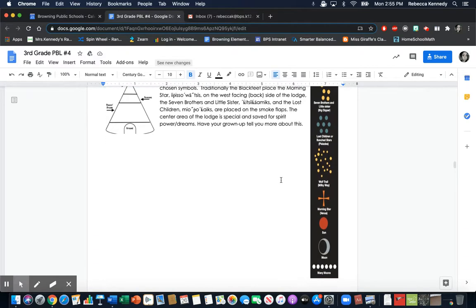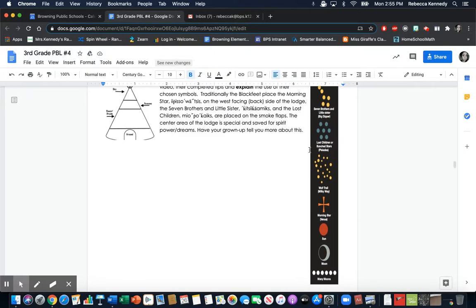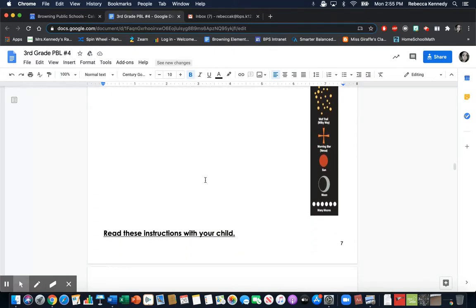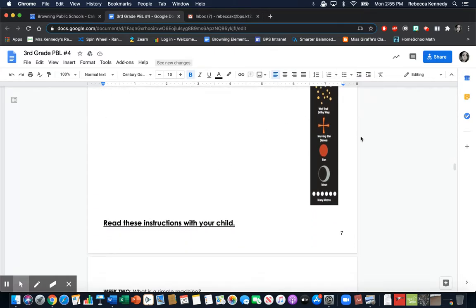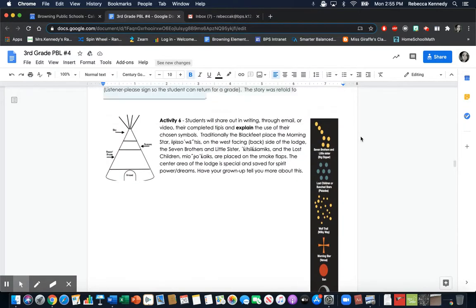So remember to ask the grown-ups in your family what they know about teepee design and why we use the stars on our teepees. And that concludes the Star Stories part of project number 4.